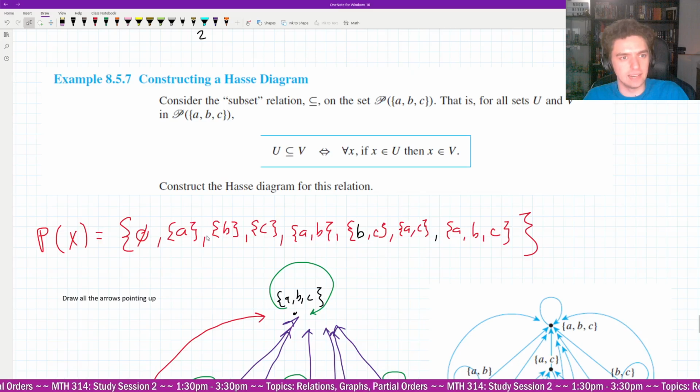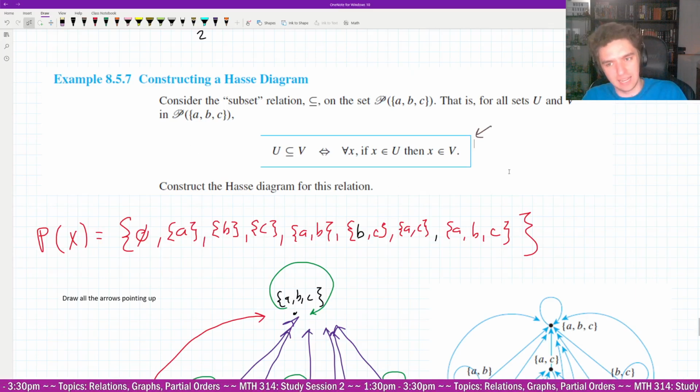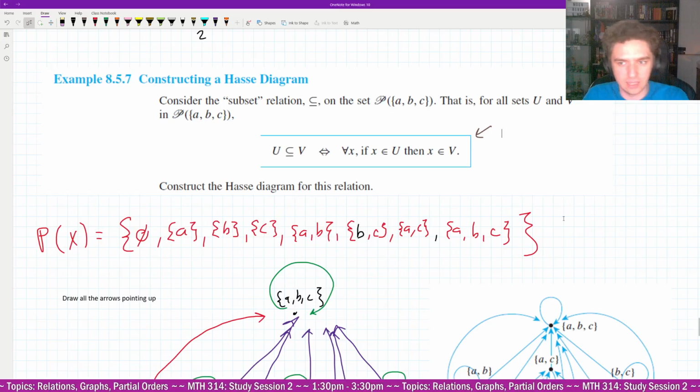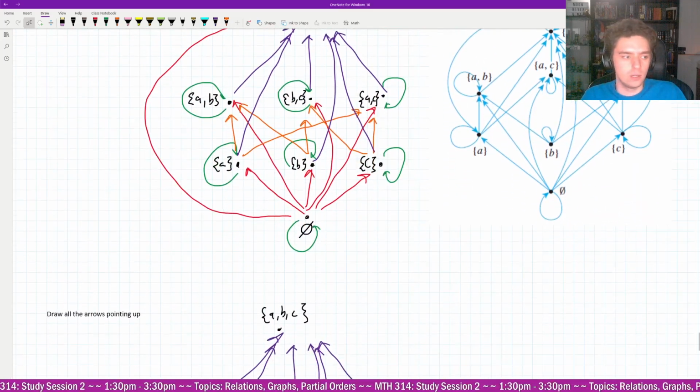Well, I guess I didn't say it's here. It is reflexive, anti-symmetric, and transitive. Let's just put that here. Let's just say this is a partial order. That's the word I'm trying to say. This is a partial order, right? Okay.